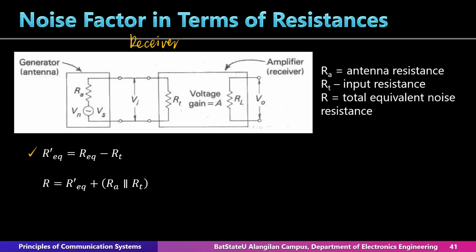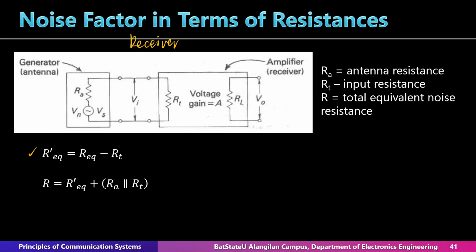Considering na etong RT, hindi natin basta-basta i-add yun. Okay? So, meron tayo ditong isang equivalent circuit. So, the total equivalent noise resistance is now equal to yung equivalent noise resistance with prime, meaning hindi kasama yung RT, plus the parallel combination ng RA at saka RT. So, hindi siya ipina-plus lang. Dinadagdag natin dun sa R prime equivalent is a parallel combination of these two. Kaya tinanggal muna natin yung RT para dito natin siya i-consider.